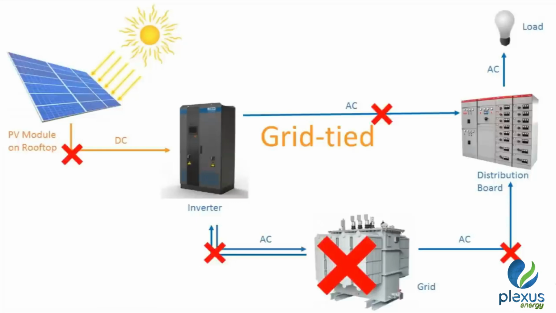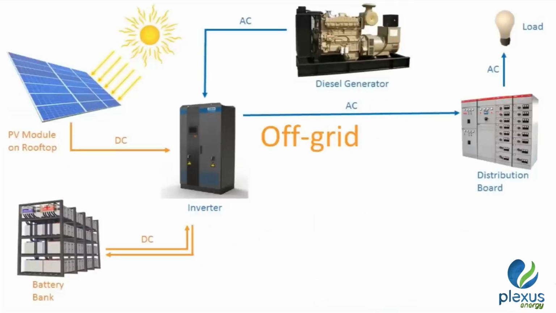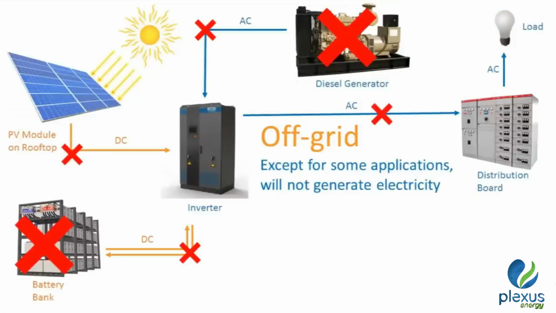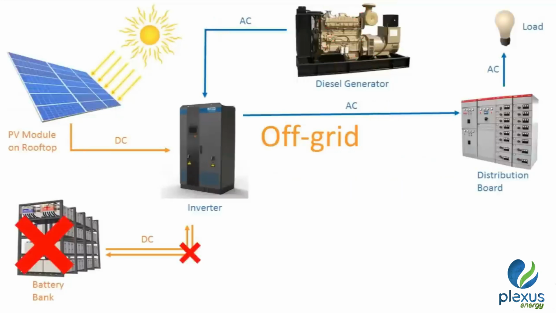What would happen if an off-grid plant, which is not connected to the grid at all, did not receive both battery and diesel power? It will not generate electricity. If, however, the plant receives either battery power or diesel power, the plant can generate electricity.